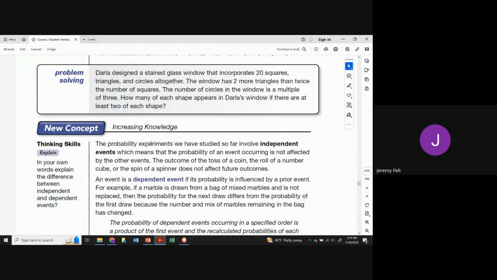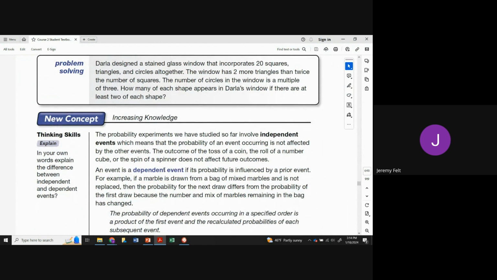So the probability experiments we've studied so far have been independent, like flipping a coin. You flip a coin, and you flip it again, it doesn't have any effect. The second flip is not affected by the first flip. Or rolling a dice. You roll a dice, land on a number, pick up, do it again. That second roll has nothing to do with the first. So those are independent. We do have probability where it's dependent upon what happened in the prior event.